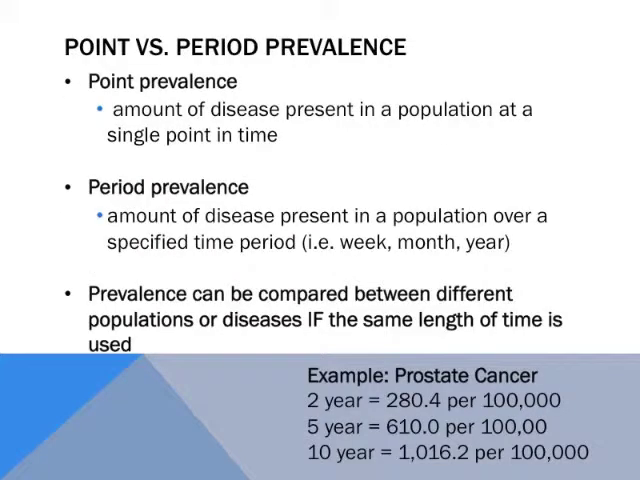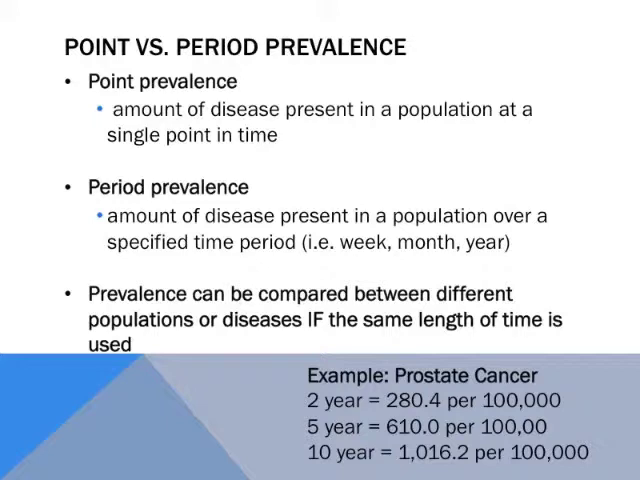The amount of disease present in a population changes over time. Sometimes we want to know how much of a particular disease is present in a population at a single point in time, a sort of snapshot view. This is termed point prevalence. At other times, we want to know how much of a particular disease is present in a population over a longer period. We would use period prevalence to do that.